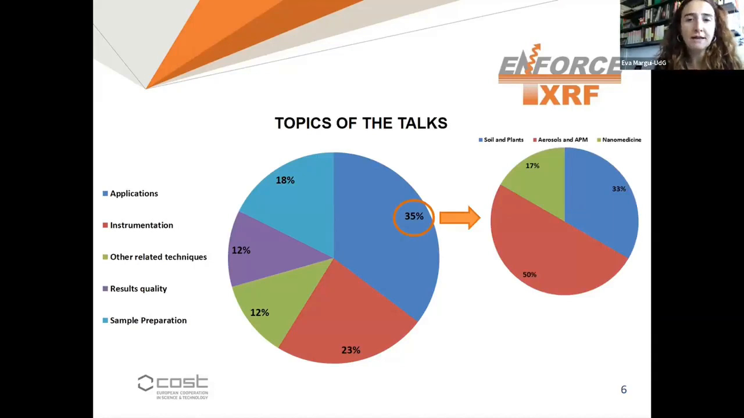Then we have also a couple of talks about environmental application regarding the analysis of soils and plants, and also one about nanomedicine. In addition to applications, there were also some talks about instrumentation, other related techniques, also about the quality of the results in TXRF analysis, including some standardization issues, and also a couple of talks about sample preparation in TXRF analysis.